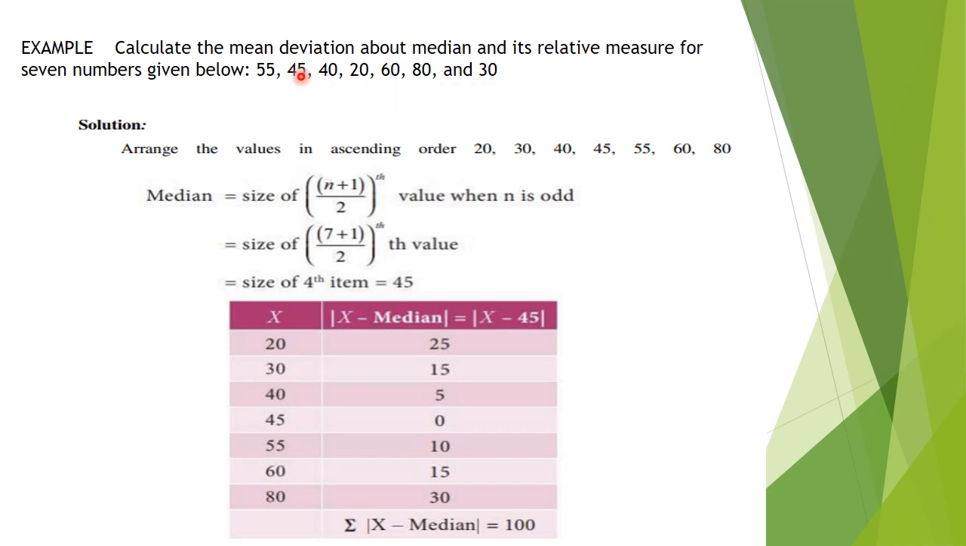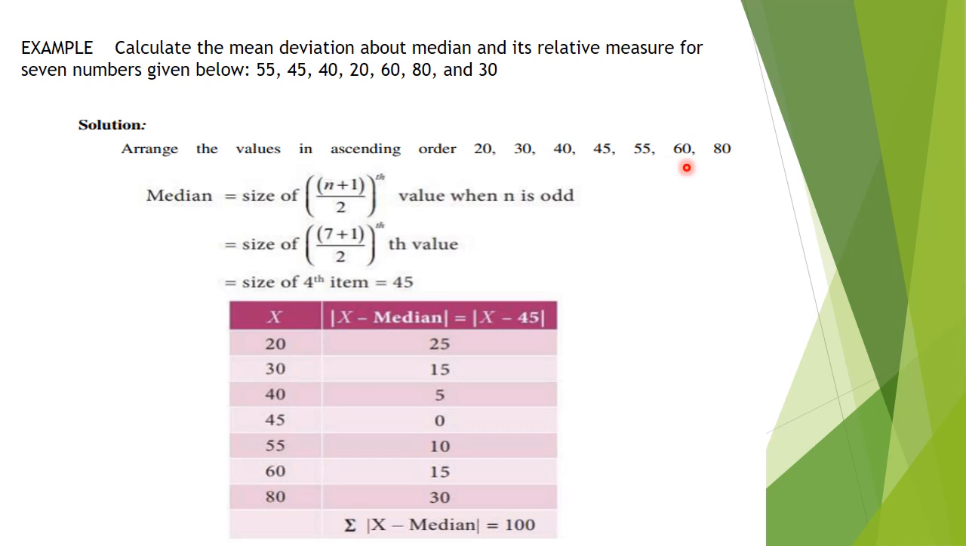Now we will find the median first. How many observations are there? There are 7 observations, which is odd. So the number of observations is 7. Median is size of (7 plus 1) by 2th value, that is size of 4th item. Now we will see in the observations what the 4th item is: 1st, 2nd, 3rd and 4th, that is 45.